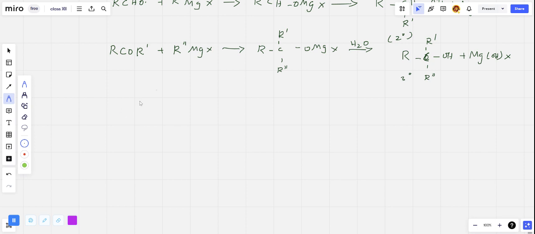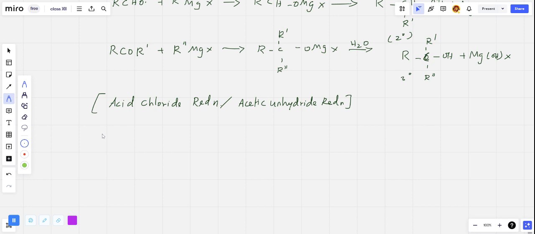Till now we have seen three preparations of how we get alcohol from three different reactions. Two more reactions I want to give, which are not given in our book, but may be useful for you. First, acid chloride reduction. That means reducing acid chloride or acid anhydride, so we can get the alcohol. Acid chloride or acetic anhydride reduction.